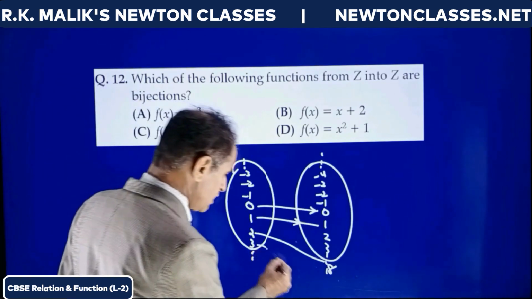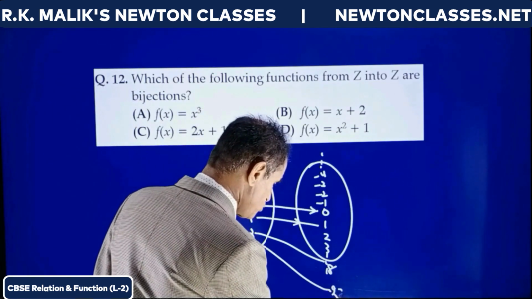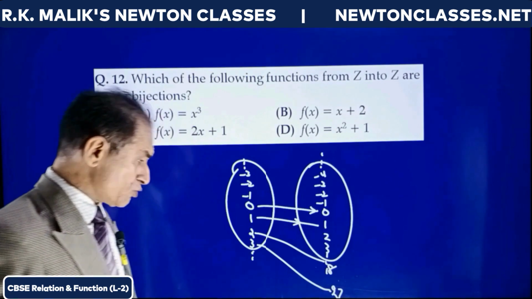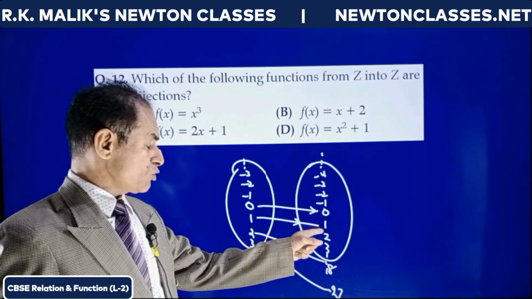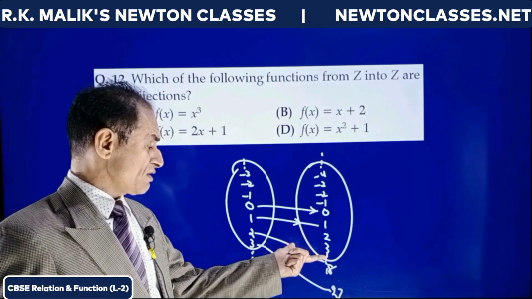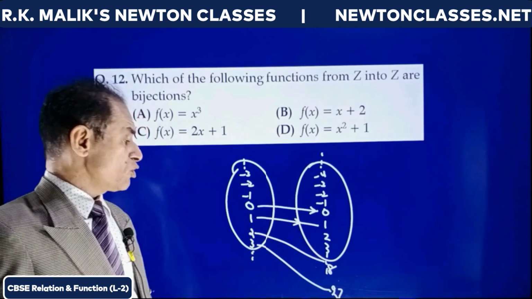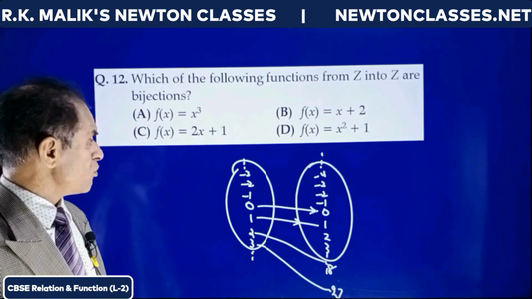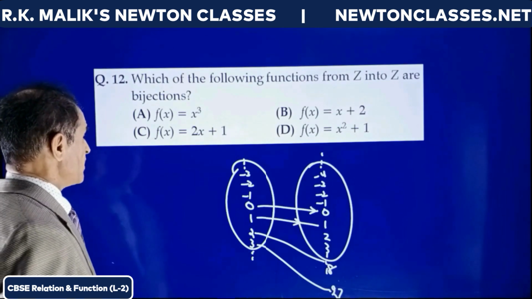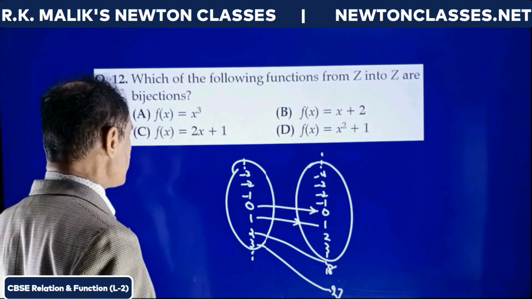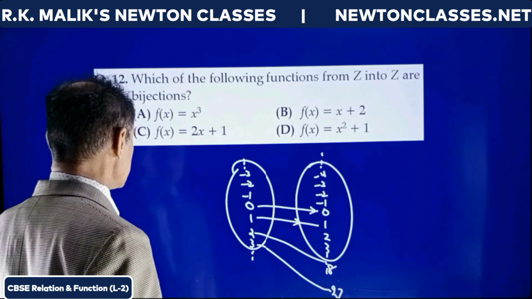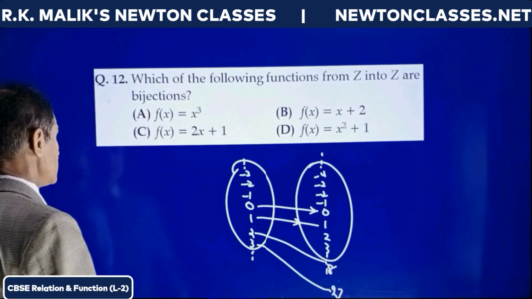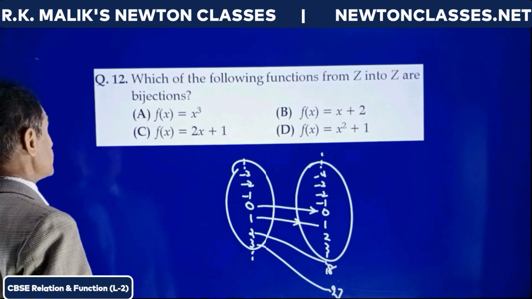For 3 you will get 27 and so on. You can see very easily that on 2, 3, 4, 5, on these elements no arrow is reaching. Hence the function is not onto, and because it is 1-1 but not onto, therefore you will say A is again a wrong choice.